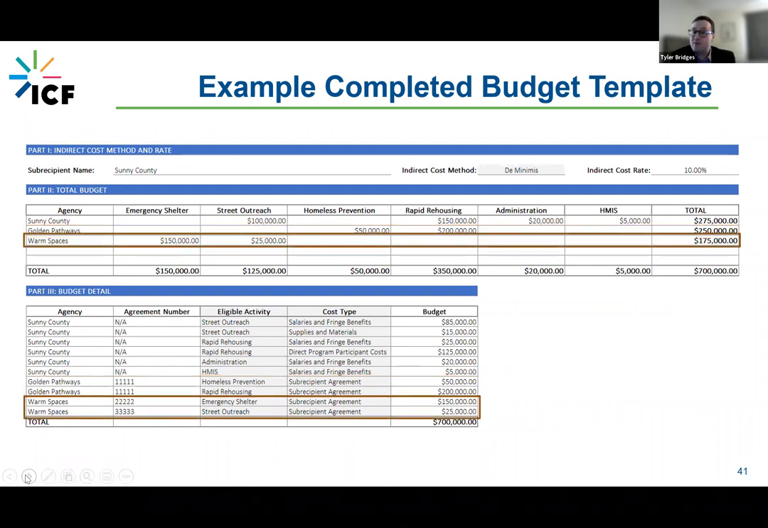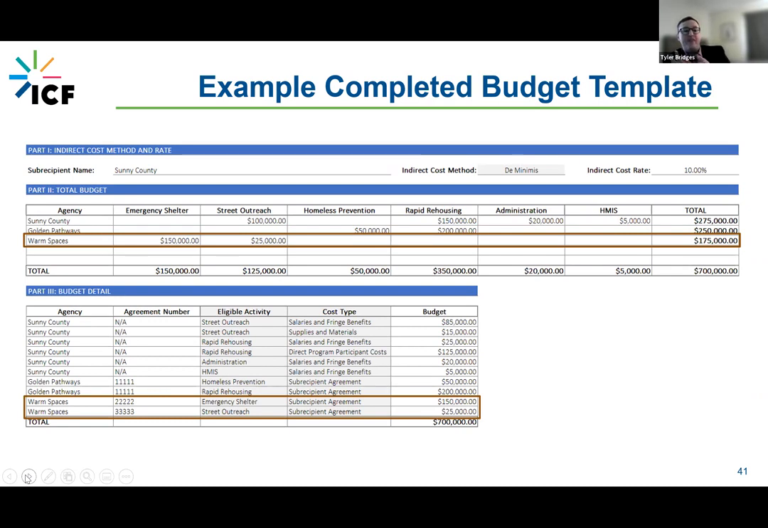Next, we'll look at Warm Spaces, Sunny County's second and final subrecipient. In this case, Sunny County executed 2 subrecipient agreements with Warm Spaces, one for emergency shelter funds and the other for street outreach funds. So the difference between the first subrecipient and Warm Spaces here is the first subrecipient had 1 agreement for both eligible activities. The second subrecipient, Warm Spaces, had 2 separate agreements, one for each eligible activity.